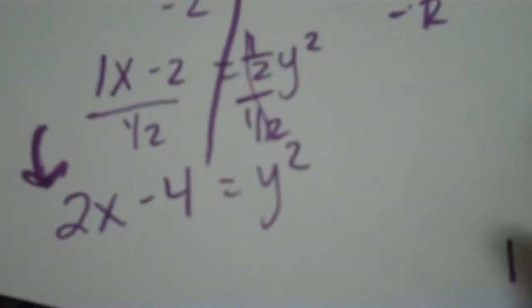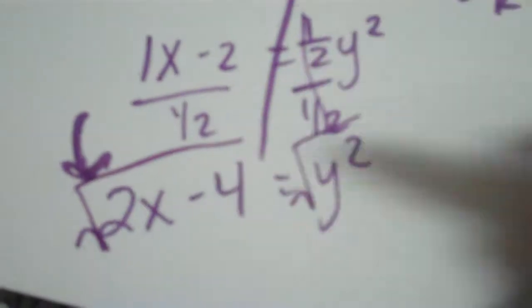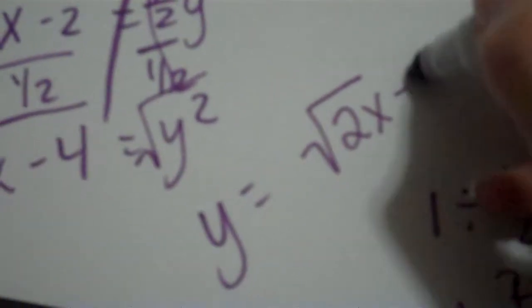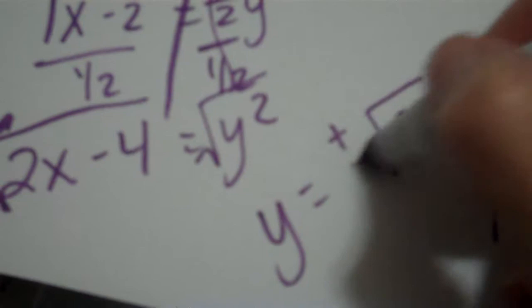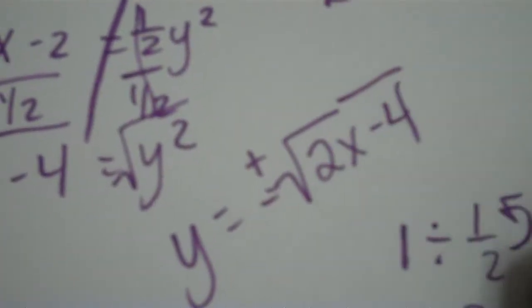So I dealt with that, and then the next thing is the exponent. So what is the opposite of squaring something? Well, you're going to say the square root of something, right? So that goes away, you're just left with y equals square root of 2x minus 4. And then make sure you put the plus or minus, because that's how square roots work, right? So that's how you do that.